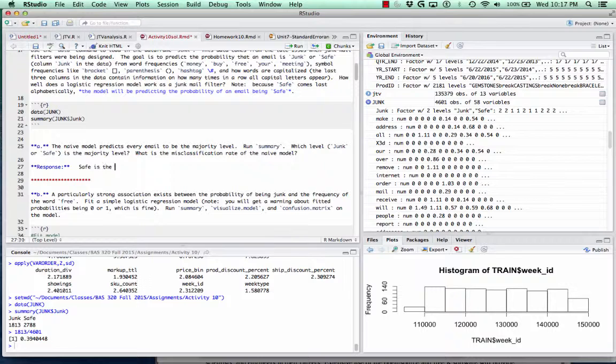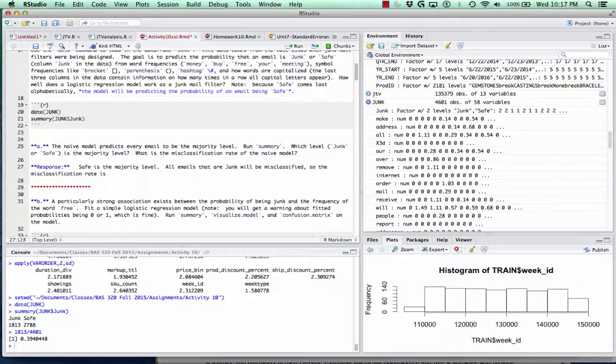So safe is the majority level. All emails that are junk will be misclassified. So the misclassification rate is 1813 over 4601, and that's equal to 39.4%. All right, so hopefully our logistic regression model will do better at making classifications than the naive model.